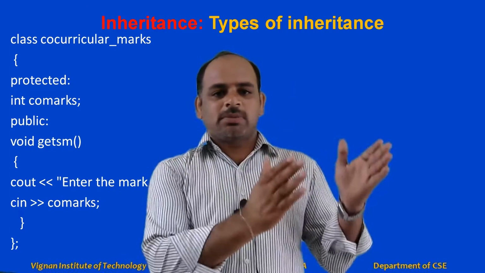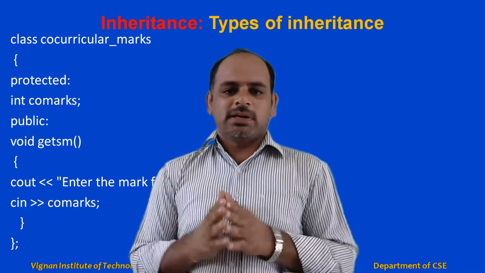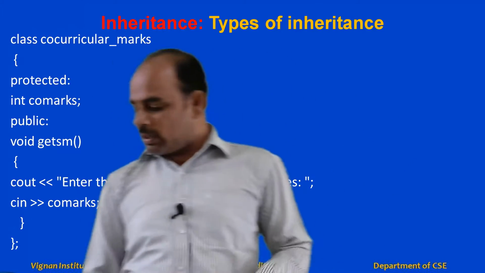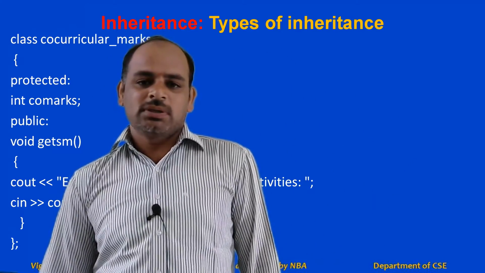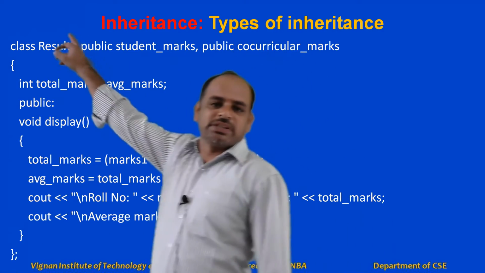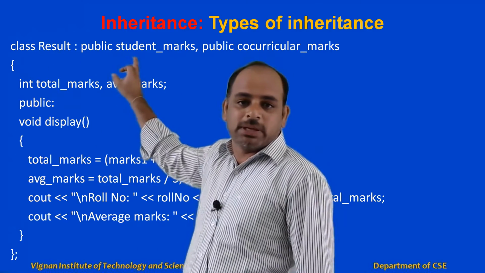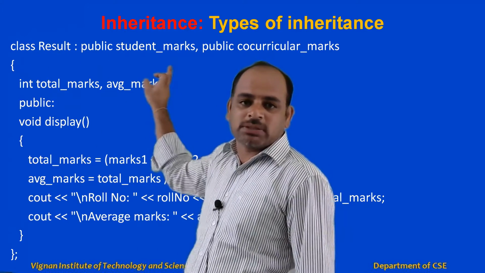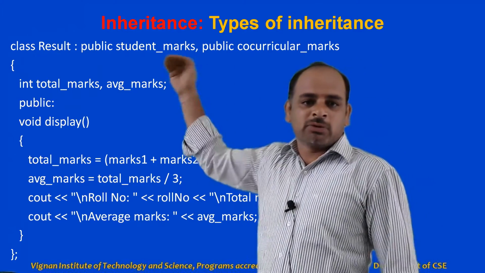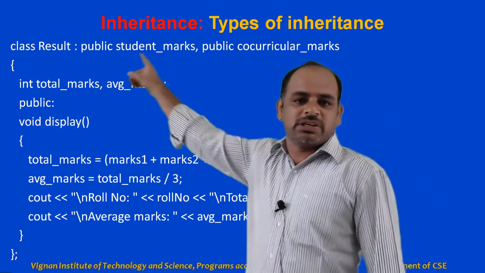So here subject marks as well as co-curricular marks, for two different classes, are declared. One is the student marks class, another one is the co-curricular marks class. From this you are going to derive a class result. So the result class is derived from two base classes, in public mode student marks, and in the same public mode co-curricular marks. When a new class is derived from more than one base class, those are separated by commas, you can see here.